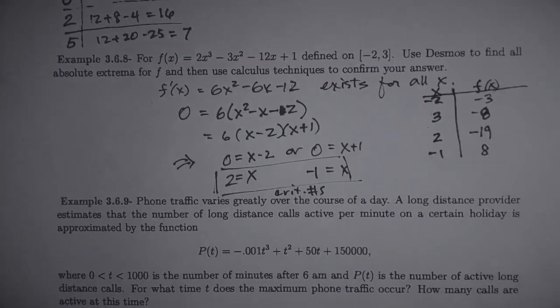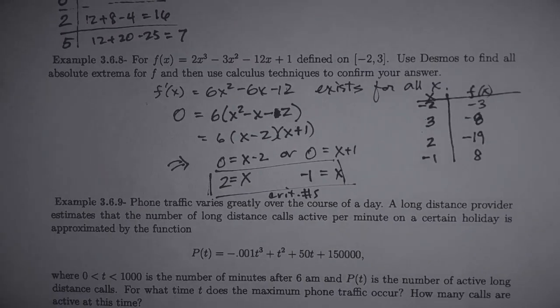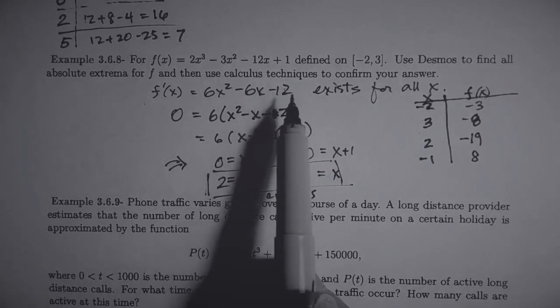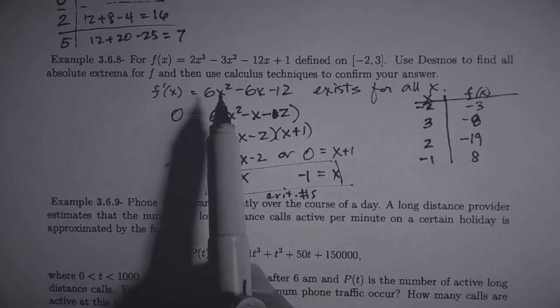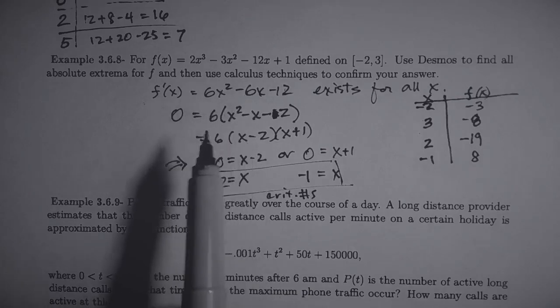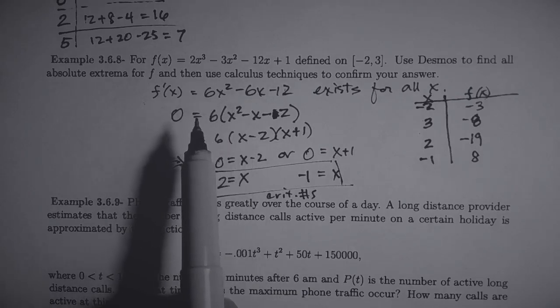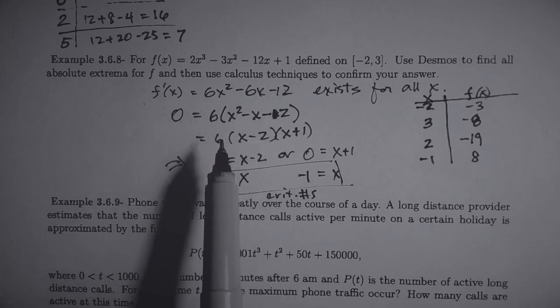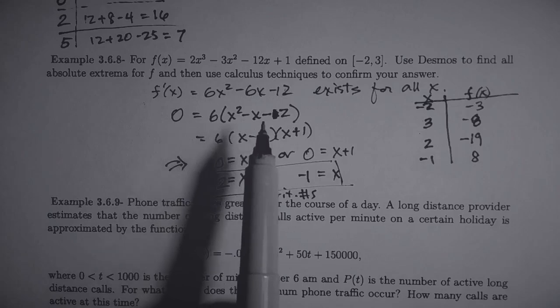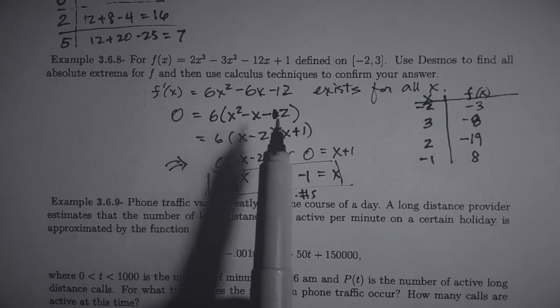All right, we're back. I'm going to show you what I calculated when I did that problem. I found the derivative was 6x squared minus 6x minus 12. That exists for all real numbers x, so there are no critical numbers of the kind that cause the derivative to be non-existent. I set it equal to 0, and when I set something equal to 0, it's always nice if I can factor this thing. So I factored out the 6, and then I used backwards FOIL to factor this quadratic polynomial here.